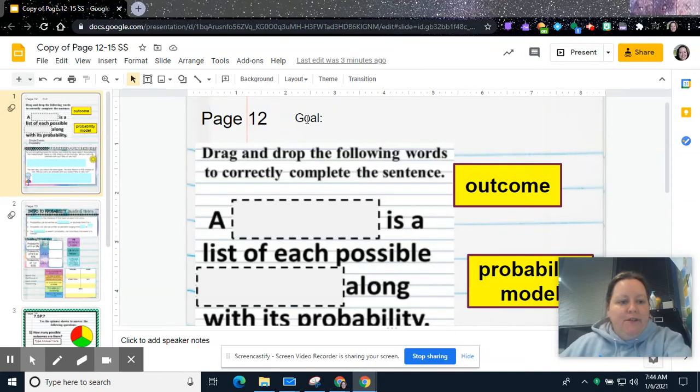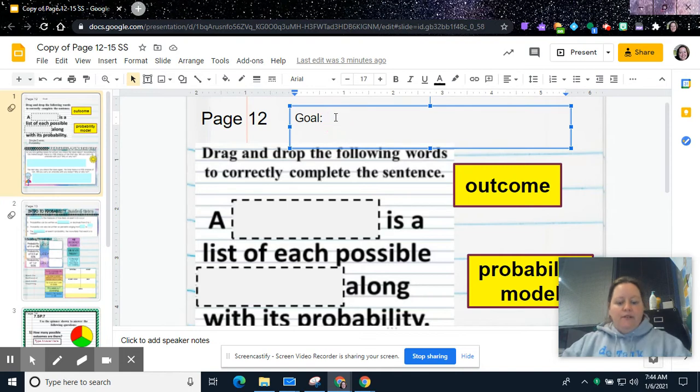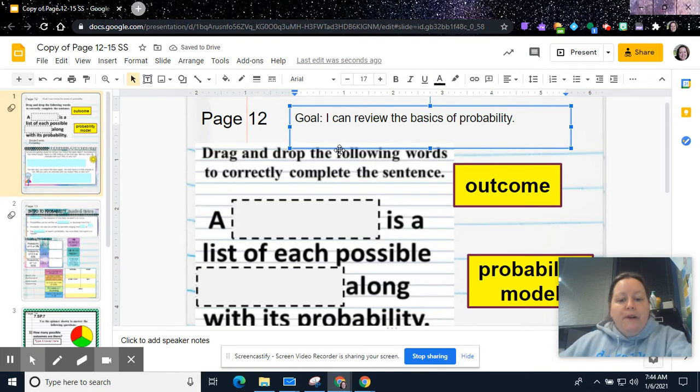Hi, today we're going to look at pages 12 to 15 in our new notebook. So our goal is I can review the basics of probability. So that's what we're going to be doing. We're going to review the basics of probability, and then we will carry on and look at some of the more difficult probability stuff later on.